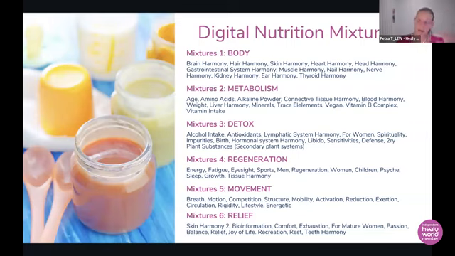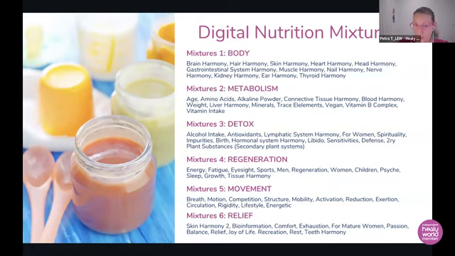Or if you've had a party night or haven't slept properly, and your gut is not working properly, this might come up as well. It helps to detox the liver and detox the gut. It actually helps to pull things out of the body with the minerals and nutrients that are in there. And then antioxidants, lymphatic system harmony for women.